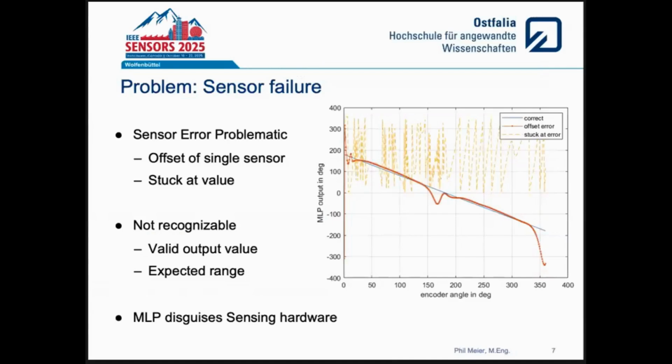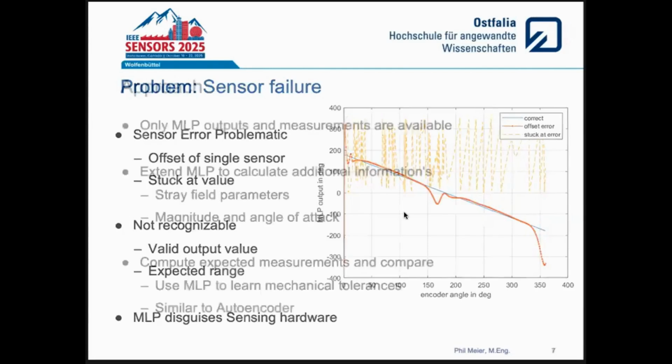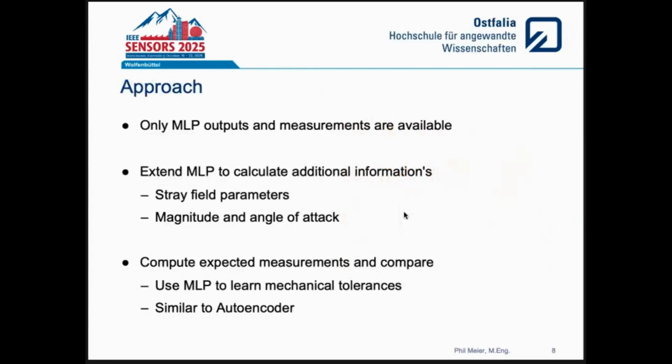But the problem is, due to the neural network, it does a calculation as expected from the training data, and the output of the network is still in a valid value range. So we don't know if there is an error or if everything is fine, since the neural network disguises the sensor error. This is problematic in many cases, especially when you think of critical systems in cars or some industrial applications, where you need to know if your measurement is correct or not.